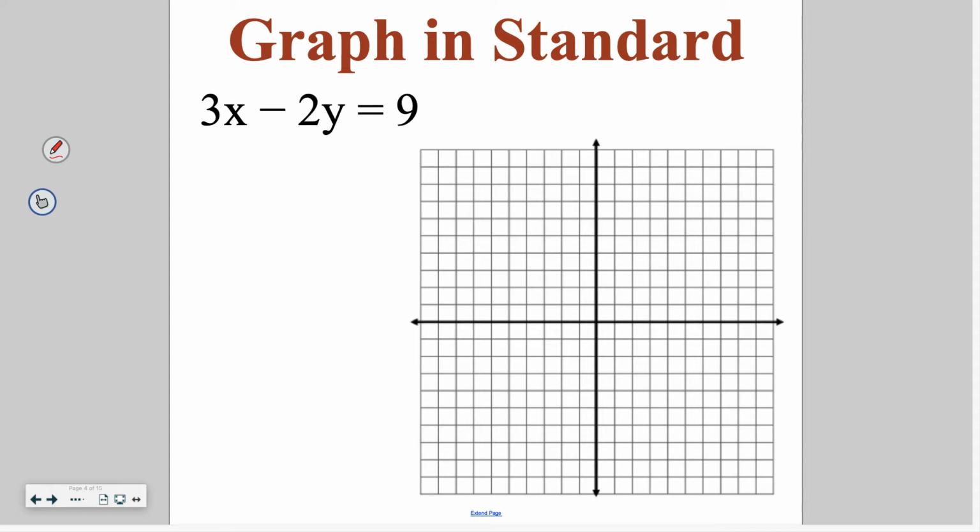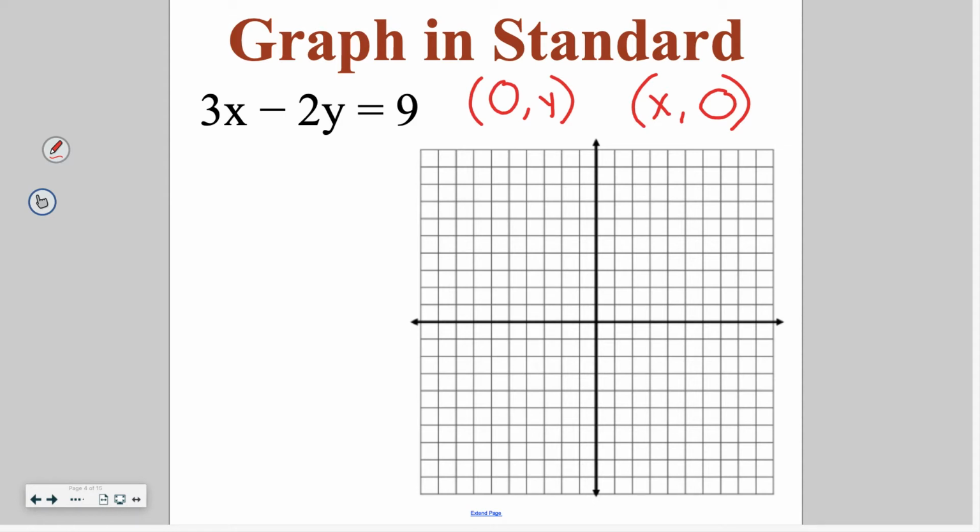When we graph in standard form, our key is to find the x and y intercept. Quick refresher, we talked about the y-intercept in the slope-intercept form, but that was 0, y. So the x is equal to 0 and y is equal to a number. And our x-intercept was x, 0. So that's going to be where it hits the x-axis where our y value equals 0.